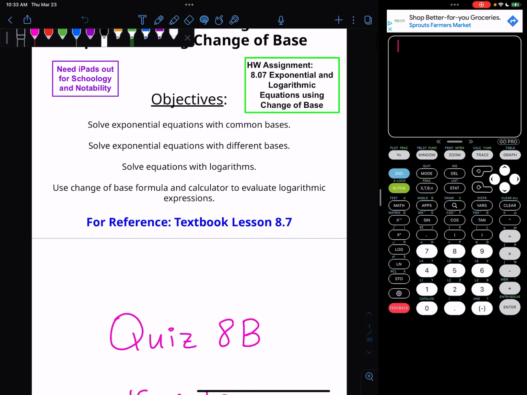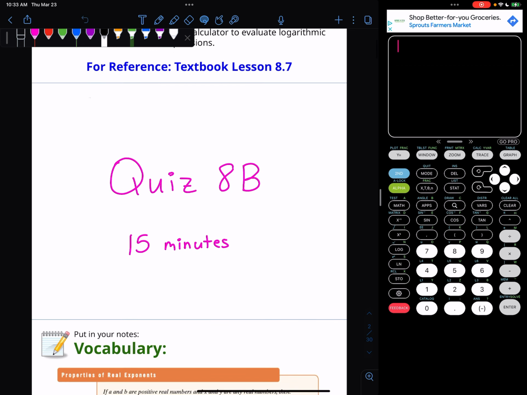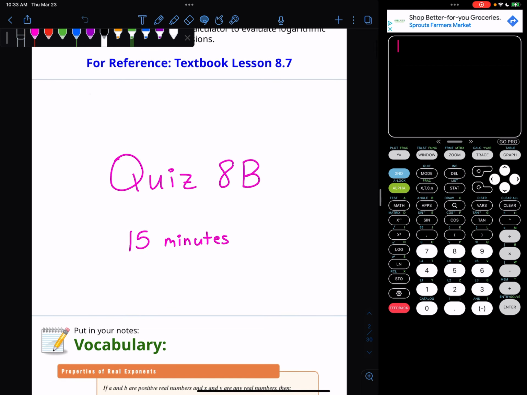First things first, you guys do have your quiz, which should be 15 minutes. If you're watching this as a whole class, we're going to have the teacher in the room go ahead and distribute the quiz, and then please start a timer either on your phone or on the Apple TV and just put it for 15 minutes.